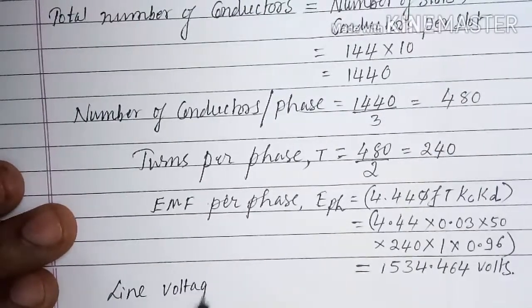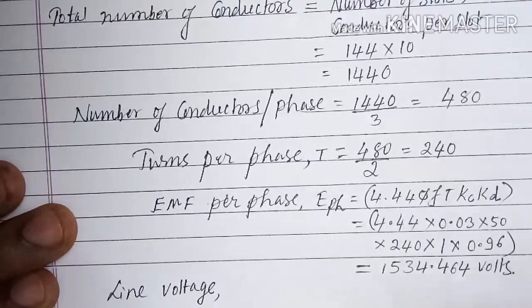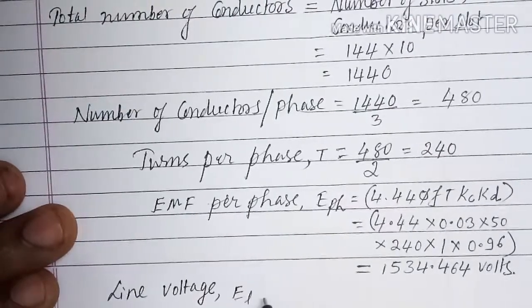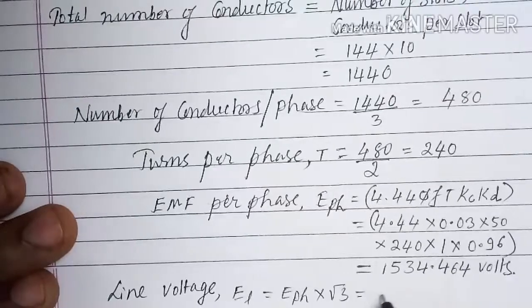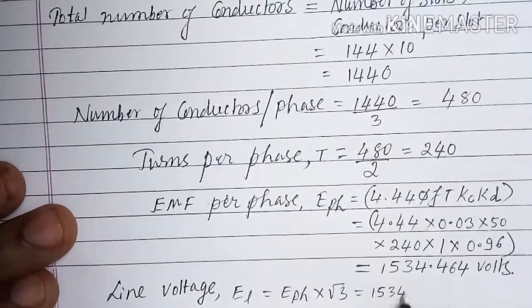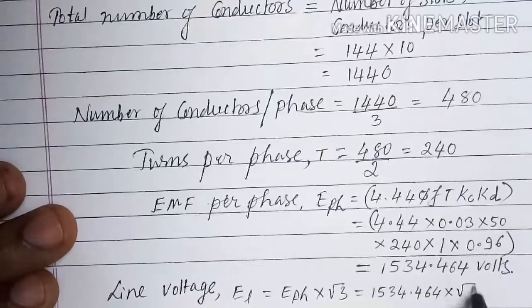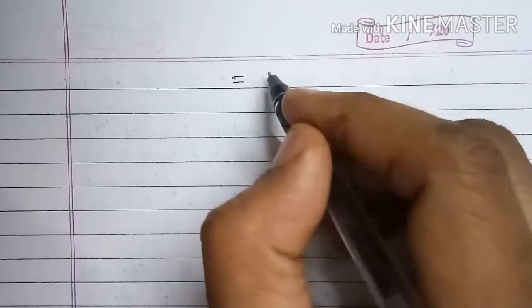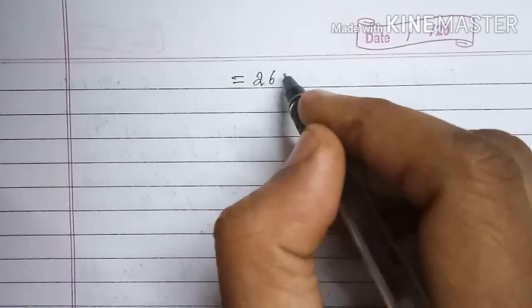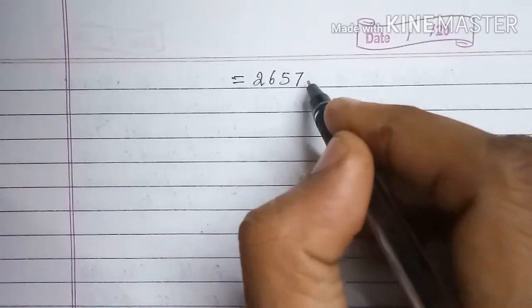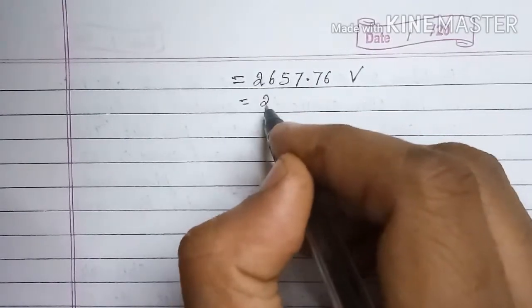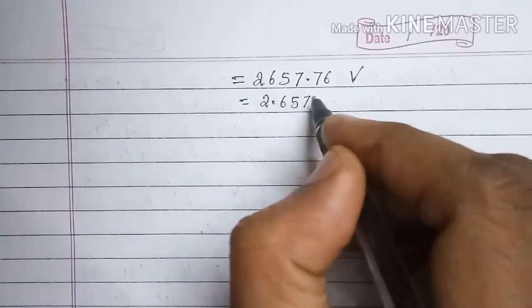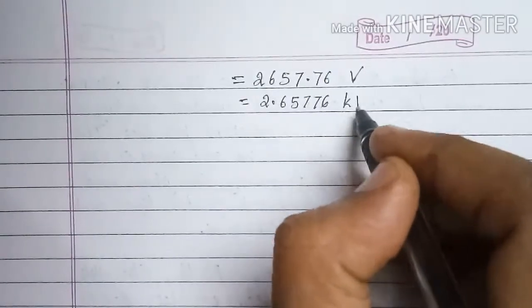Line voltage EL is equal to EPH into root 3. So 1534.464 into root 3 will be equal to 2657.76 volts or 2.65776 kV.